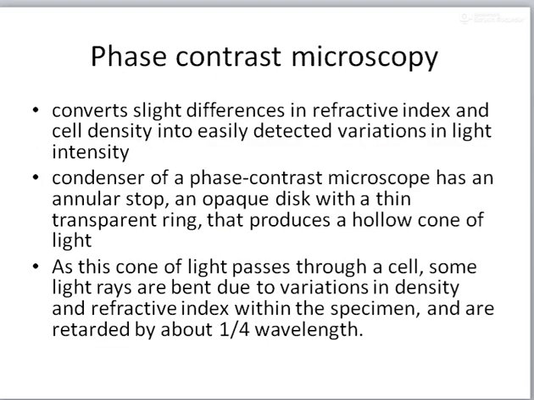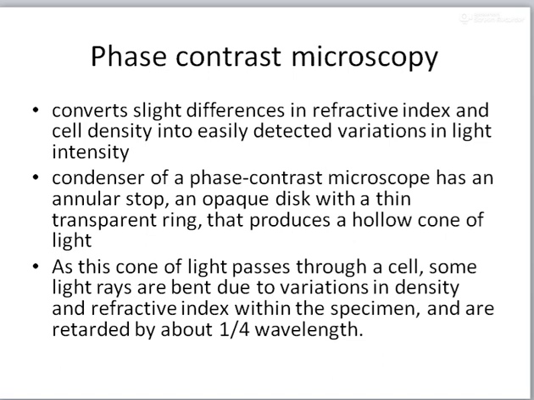In phase contrast microscopy, as we had mentioned, we convert slight differences in the refractive index and the cell density into easily detected variations in light intensity. The condenser of the phase contrast microscope has an annular stop, an opaque disc with a thin transparent ring which produces a hollow cone of light. As this cone of light passes through the cell, some light rays are bent due to the variations in the density and the refractive index within the specimen, and are retarded by about 1/4 of the wavelength.